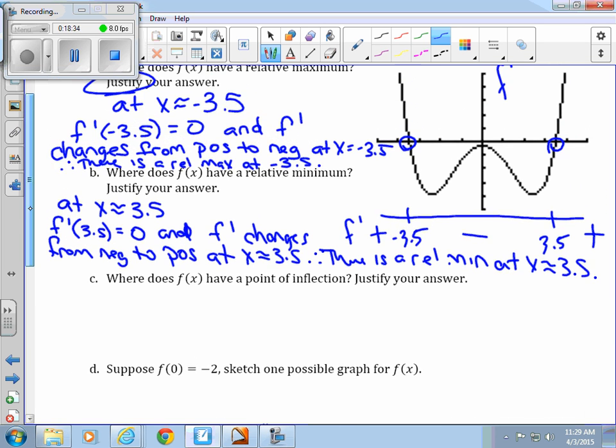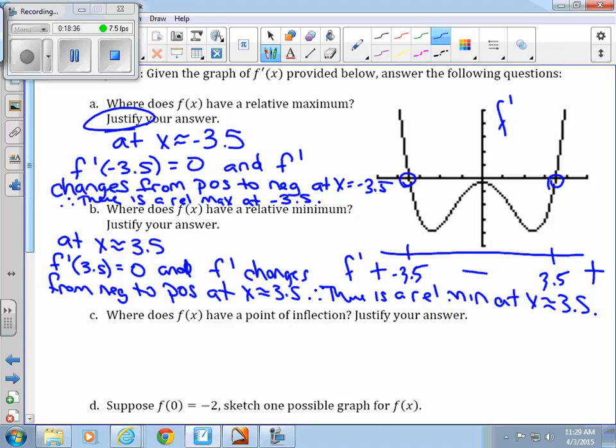Where does f of x have a point of inflection? Justify your answer. Okay, now I've got to think, where am I and what am I looking for? I'm looking for a point of inflection. When do points of inflection happen? So answer that question in your head first. What's the definition of a point of inflection? Okay. Second derivative changes signs or the concavity changes, right? Second derivative of f changes signs or f of x changes concavity, right? Well, which one of those do I want to use for my justification?